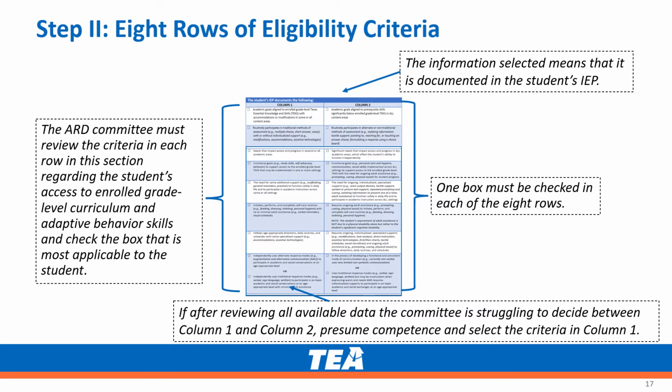Step 2, the 8 rows of eligibility criteria. The ARD committee must review the criteria in each row in this section regarding the student's access to enrolled grade level curriculum and adaptive behavior skills, and check the box that is most applicable to the student. The information selected means that it is documented in the student's IEP.